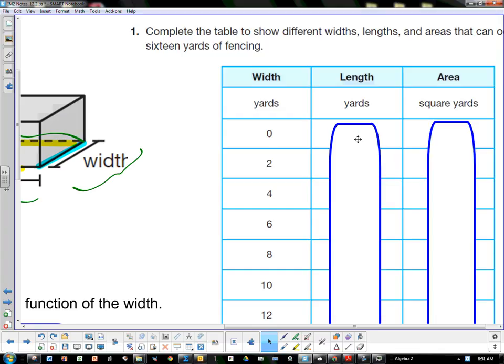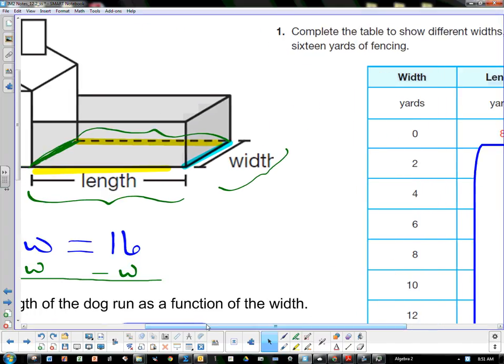What do you think the length is if the width is 0? 8. Because you have 2 lengths, correct? You have to have 8 and 8. And I realize that doesn't make really intuitive sense, but hopefully you understand we have 2 lengths. You can see it right here. We have a length here and a length on the back side. So if your width is 0, then your lengths have to be 8.